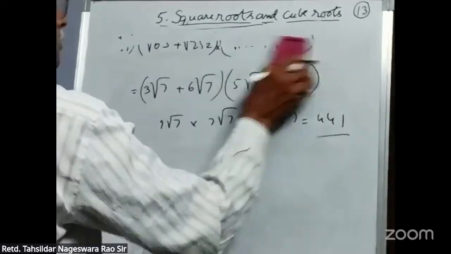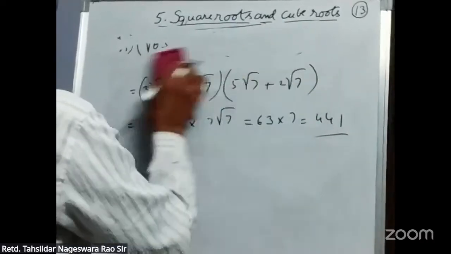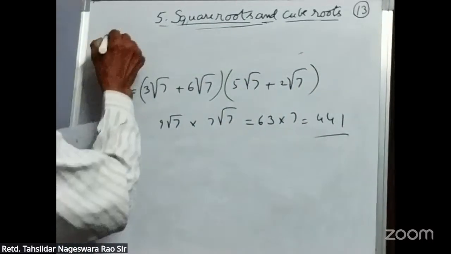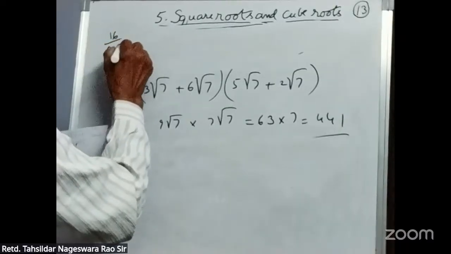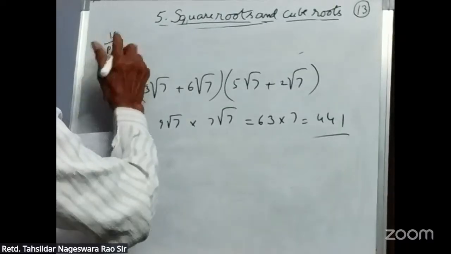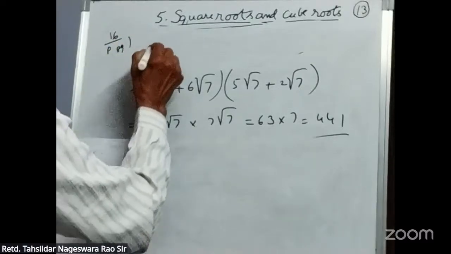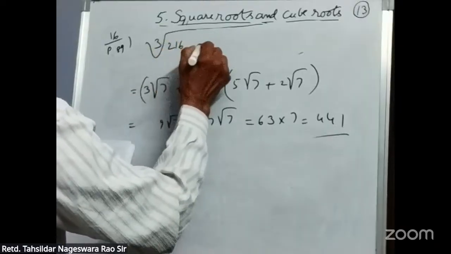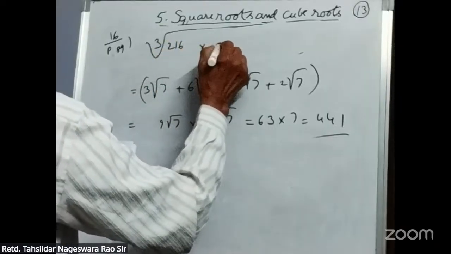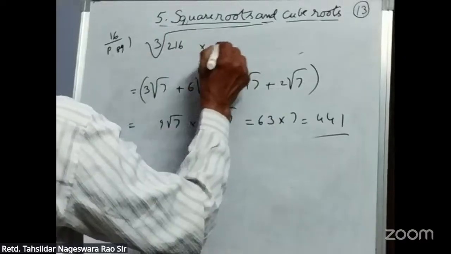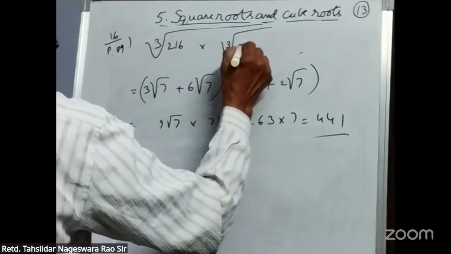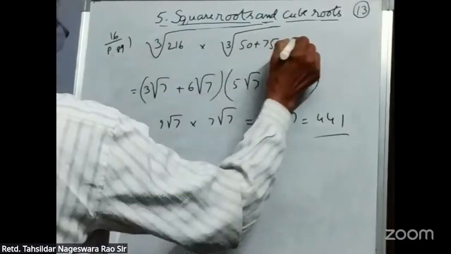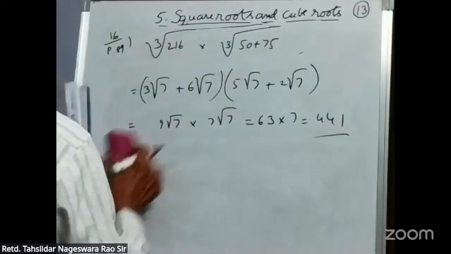Next, 16th question. Cube root of 268 into cube root of 50 plus 75. Find out.